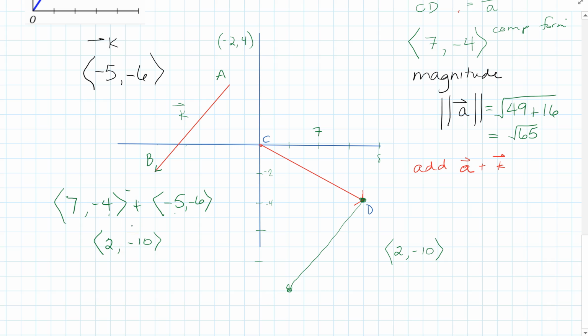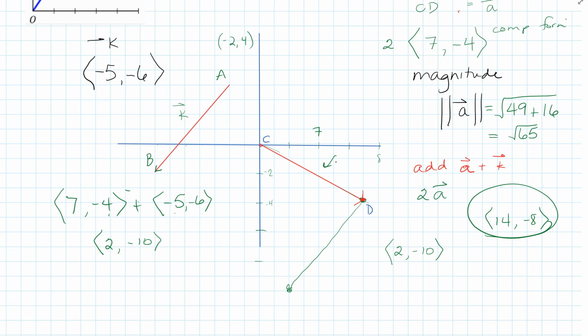If it said to do 2 times A, then it's this ray twice. Again, you can do it geometrically, or I can just take this and multiply it by the scalar of 2. And that would be 14, -8 is where I'll end up. My total vector will be 14, -8 if I double it. And I'm referring to this one right here. So that's how you work on these algebraically.